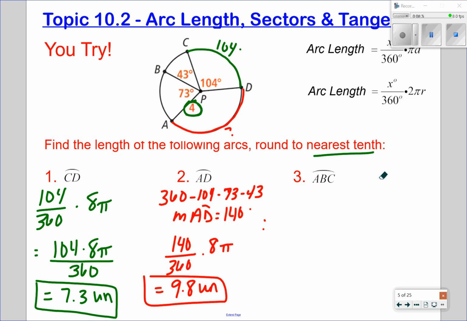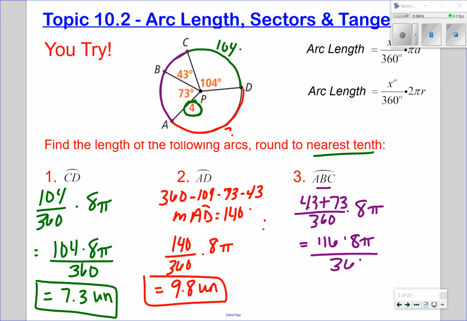Last but not least, if we look at the last one, notice A to B to C. So I have to start from A, go through B, and then hit C. I can't go the other direction through D. That's not an option. So this time, we would add the 43 and the 73 for our arc measure, and multiply that by our circumference. So this would give you 116 times 8 pi all over 360. And if you did that in your calculator, you should get 8.1 units. So just make sure you have all of those.